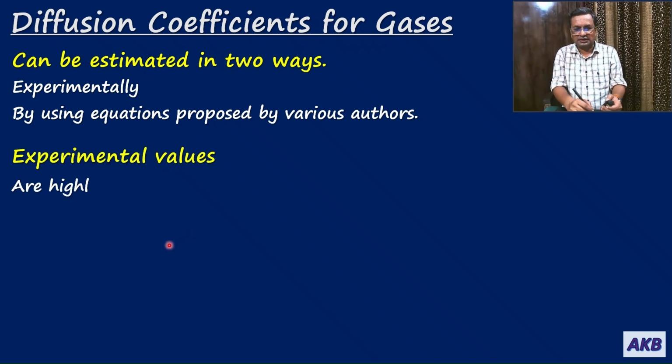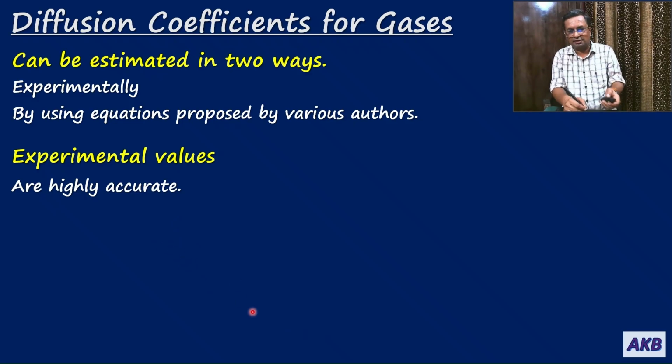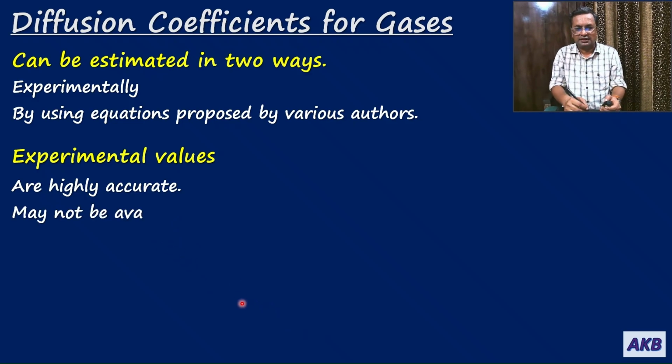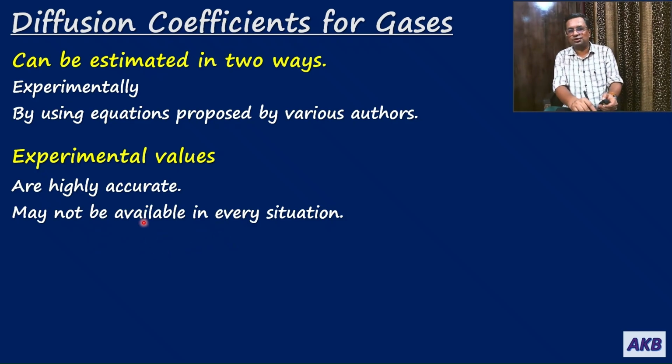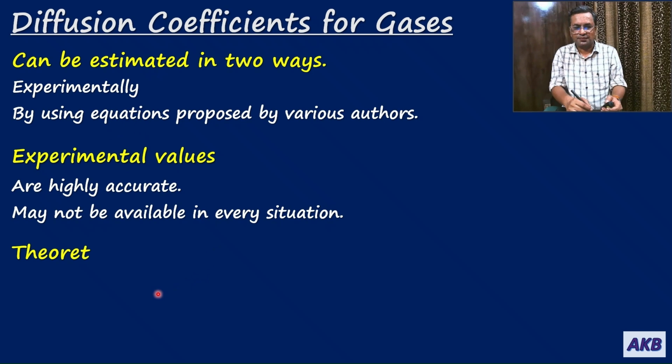Experimental values, if you have to talk about them, are highly accurate because they are determined experimentally. But those values may not be available in every situation. It may not be possible to carry out experiments in all situations. Even though they are highly accurate, in the absence of the experimental data, we will have to depend on the equations that are proposed in the literature.